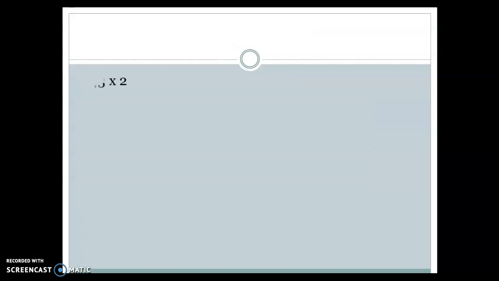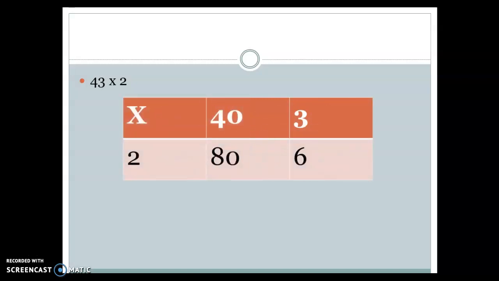Another example, and then you're going to be trying to do some yourself. 43 times 2. So that's just 40 times 2 plus 3 times 2, and the grid helps us work this out. 40 times 2 is 80. 3 times 2 is 6. So 40 times 2 plus 3 times 2 is 80 plus 6, and that's 86.